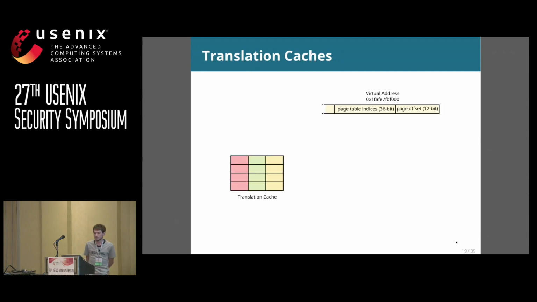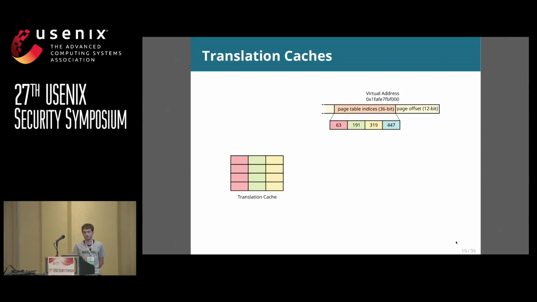So let's try to tackle the first problem. The answer to the first problem is translation caches, another mythical component in CPUs that we don't hear a lot about. What translation caches do is they store virtual addresses and the physical address of the page table they point to.